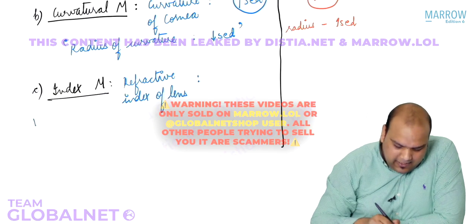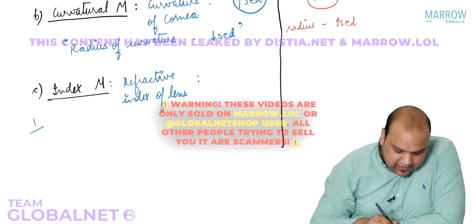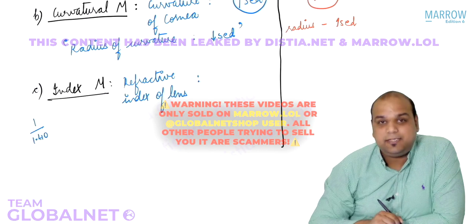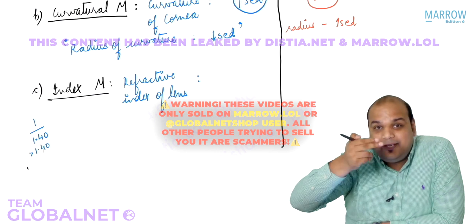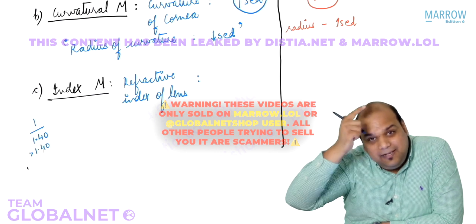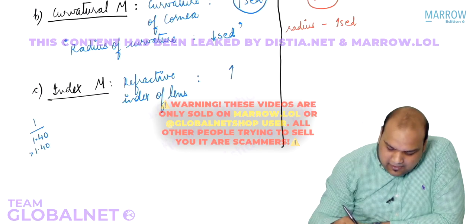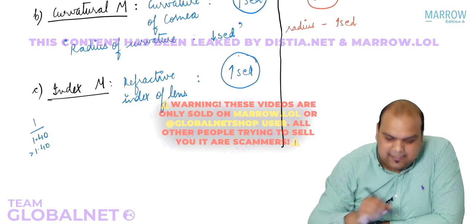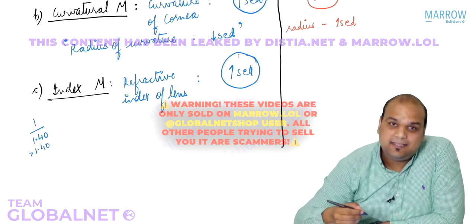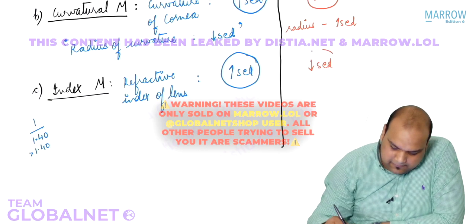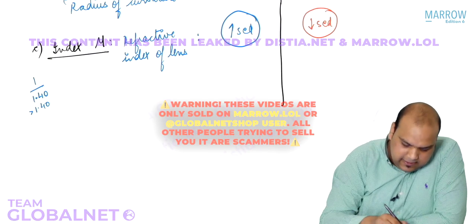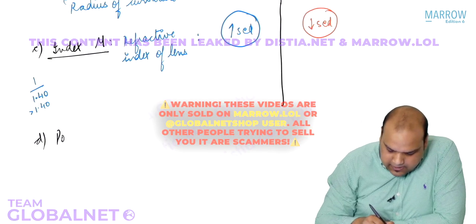So normally air has a refractive index of 1, the lens has a refractive index of 1.40. But if the refractive index of the lens becomes greater than 1.40, the difference will increase, and the converging power will increase. So that means when the refractive index of the lens is increased, the power of the eye is increased, thus causing myopia. The opposite will be true for hypermetropia. Then lastly, everybody, positional myopia.